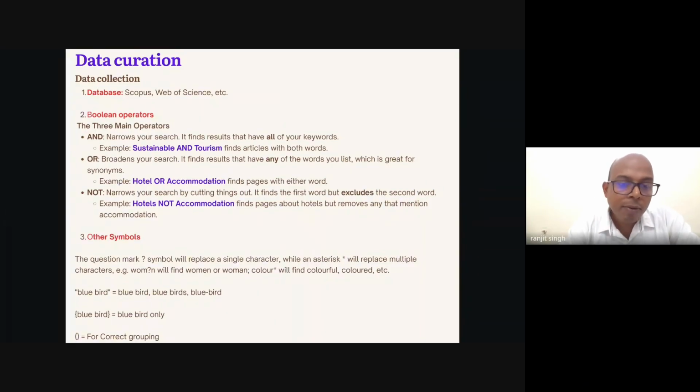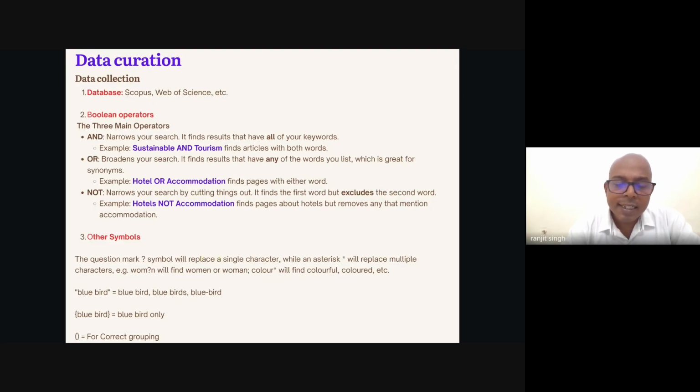So what you have to do is remove the A or E with a question mark. That means when you are using WOM?N or WM?M, the articles produced will mention both woman and women, because the question mark removes the A and E. So for that purpose, we have to use the question mark.